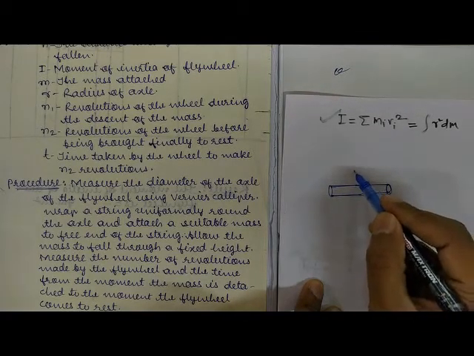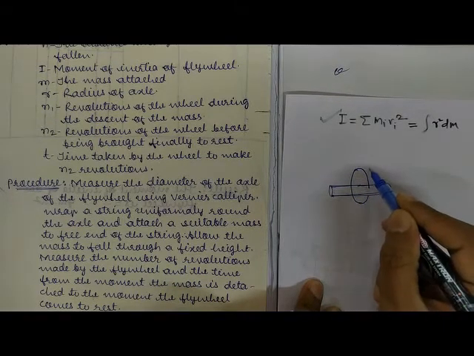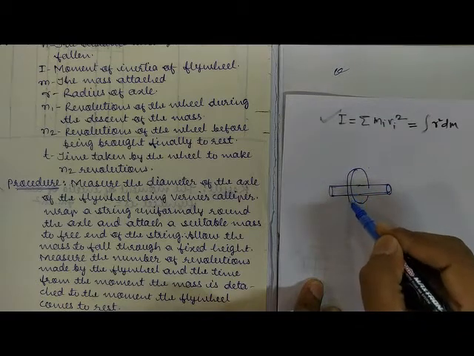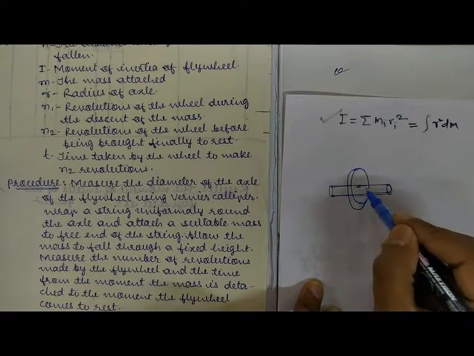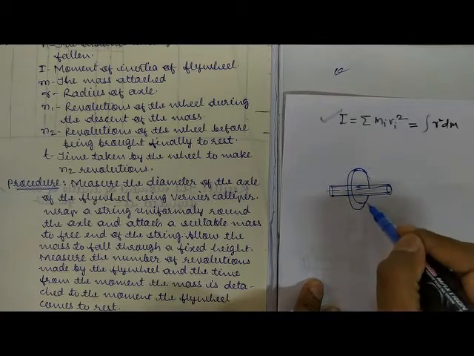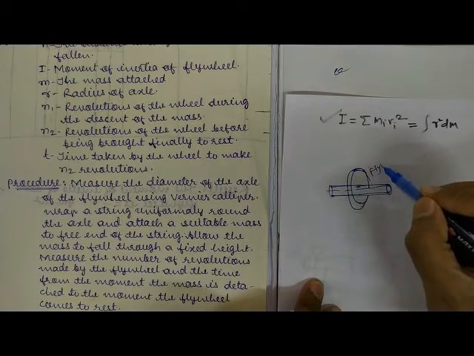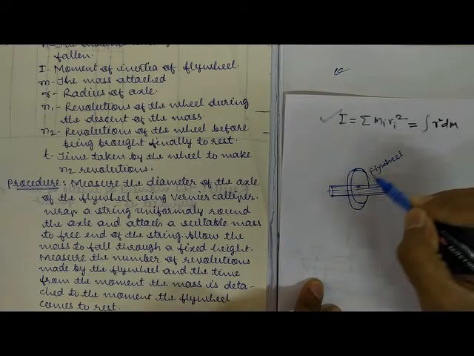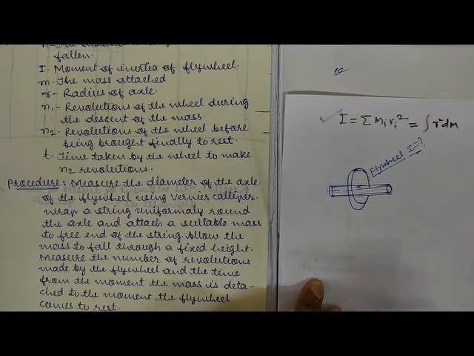So we have a flywheel like this. Let me try to draw the three-dimensional diagram. So this is a flywheel, and from the center point we have this axle. About this axle it will rotate. Now this is what we call the flywheel. So of that flywheel we want to find the moment of inertia, right?